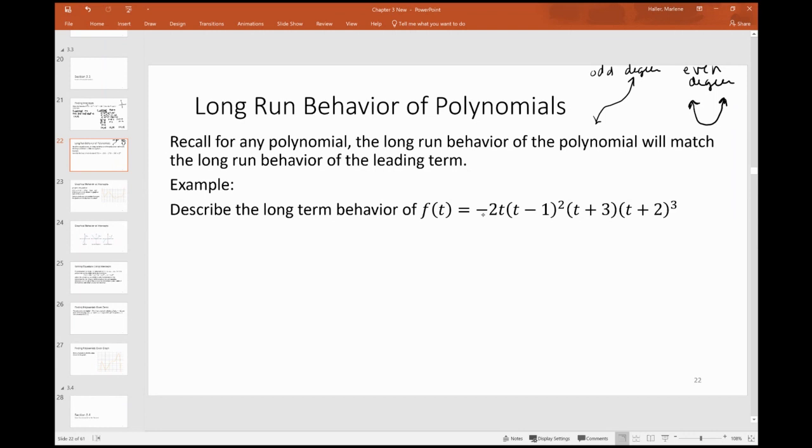Well, we've got a negative sign going on here, so we already know that... I don't know yet if the degree is even or odd, but whatever it is, I'm going to reflect it. All right. Well, let's see. What would the degree of this polynomial be?